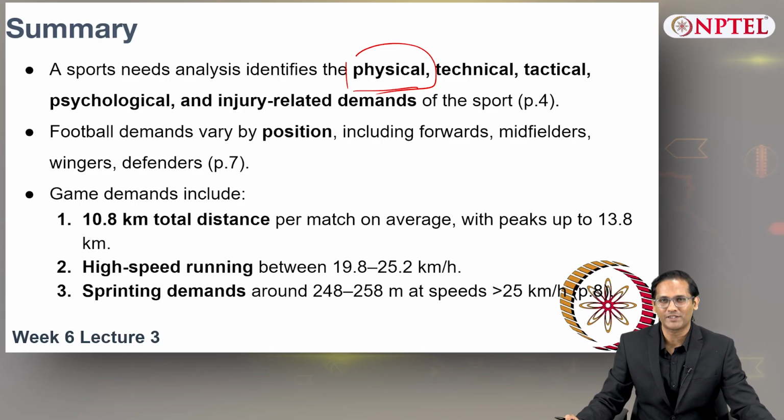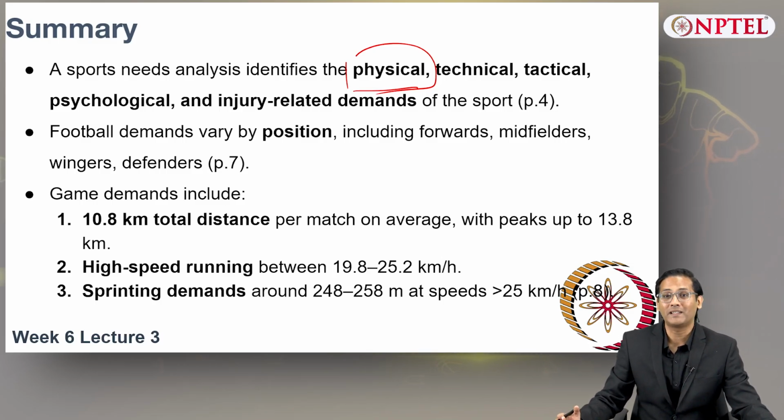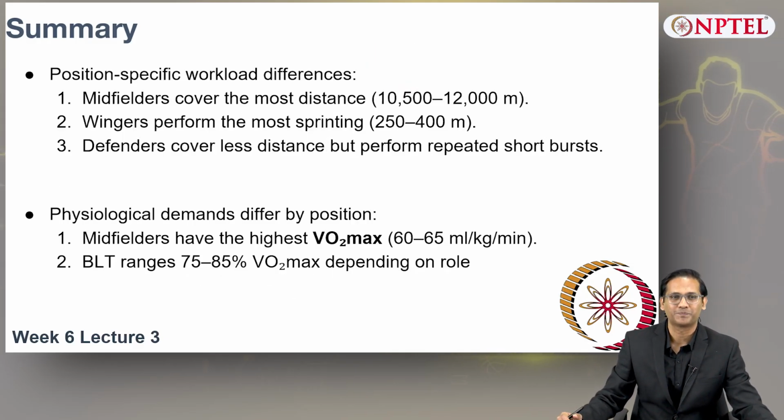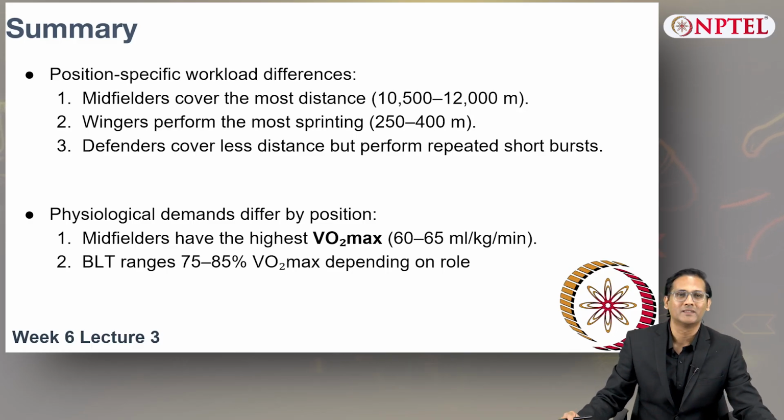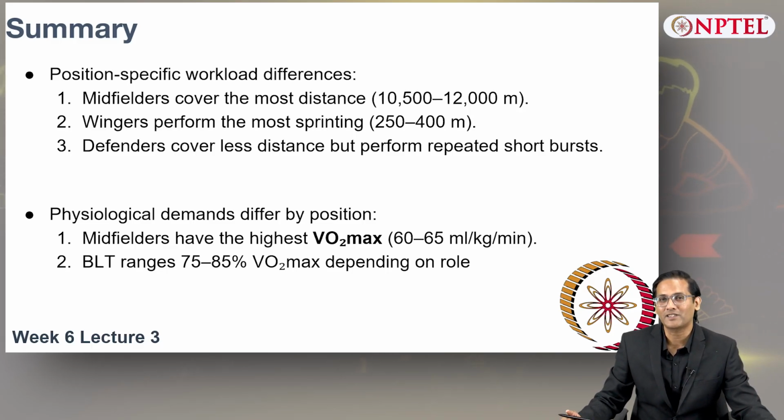The average distance is 10.8 kilometers with a maximum of 13.8 kilometers. High speed run is approximately 20 to 25 km per hour and sprinting is represented by speed greater than 25 km per hour. Position specific workload differences: the midfielder covers the most distance, hence demands the highest VO₂max. The winger performs the most sprints, hence demands the highest anaerobic capacity.